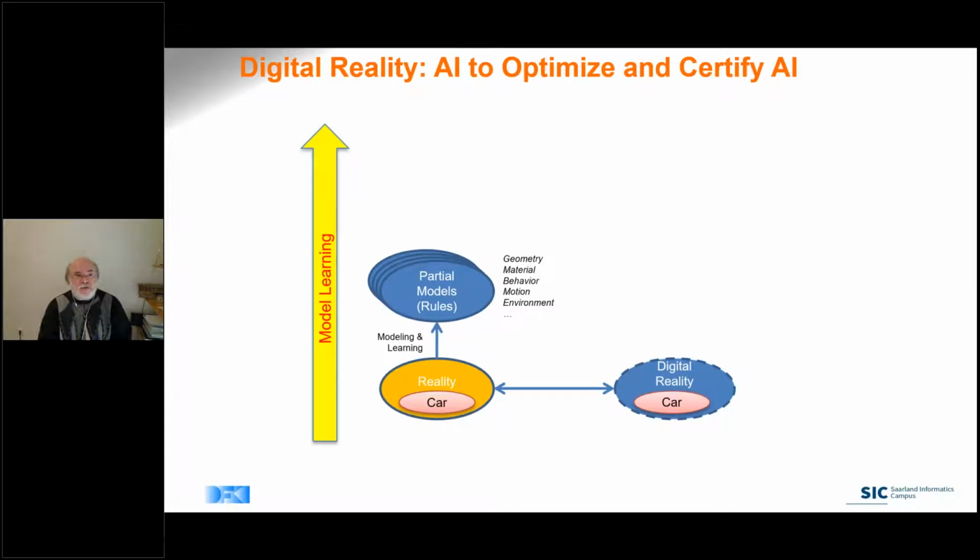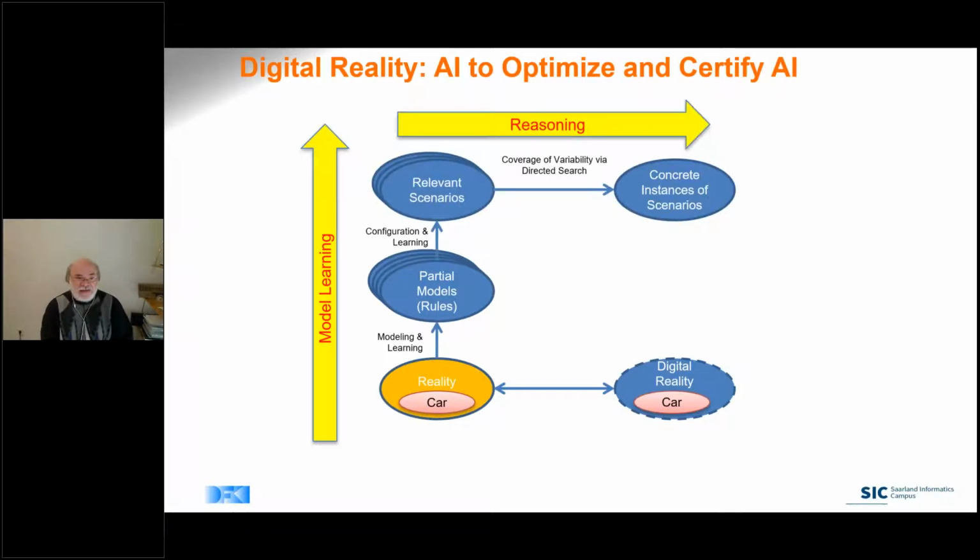And so what we're proposing, one of the techniques being proposed here, is what we call digital reality. It's this idea to use reality to learn models about the real world, and use these models to then put together and configure relevant scenarios, such as a kid running in front of a car. Then, through various AI and reasoning techniques, find out which of those scenarios are actually relevant or critical, then instantiate these scenarios: large kids, small kids, from left, from right, fast and slow, with snow and rain and whatever, right? And then doing lots of simulation.